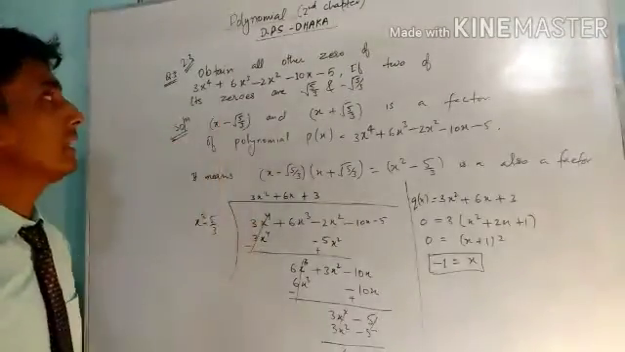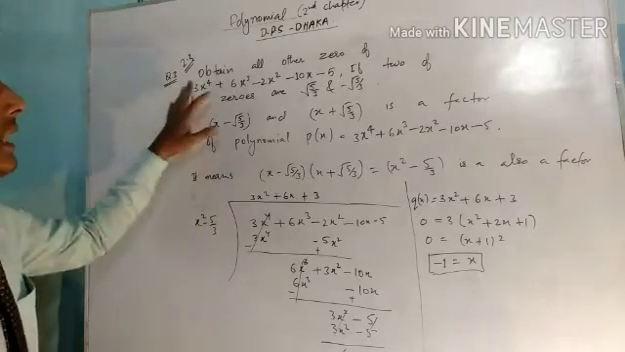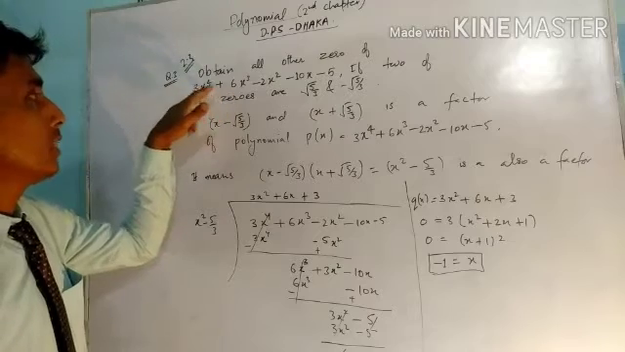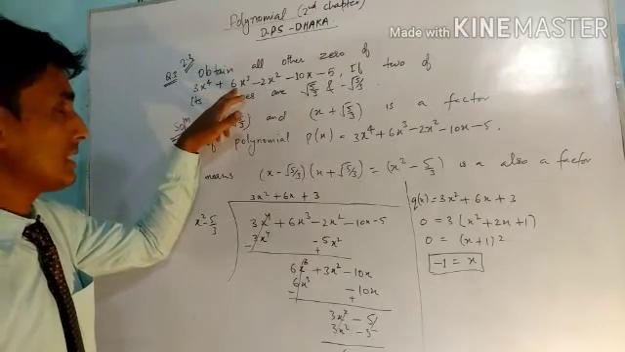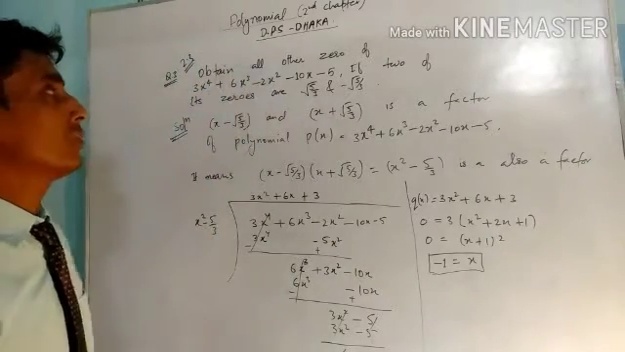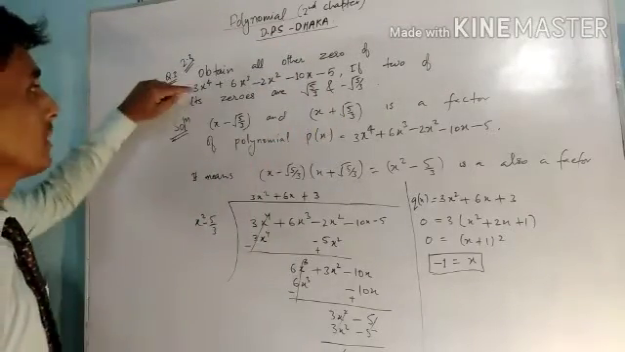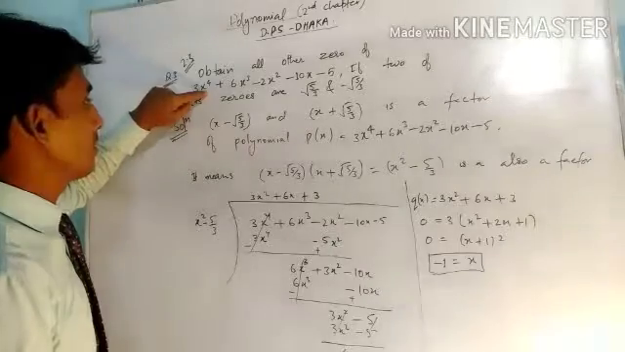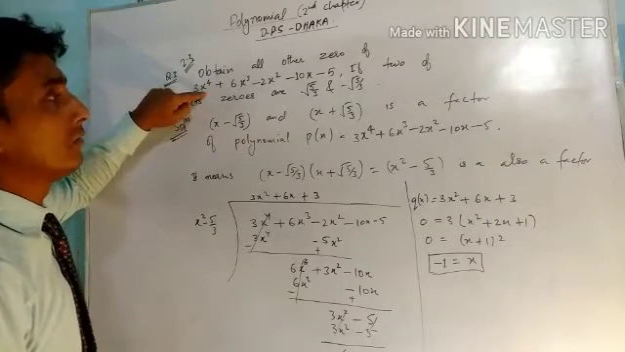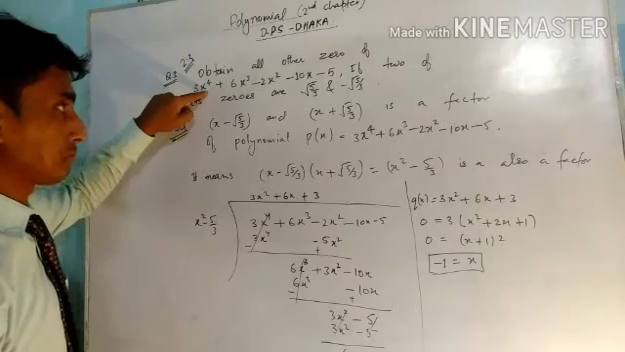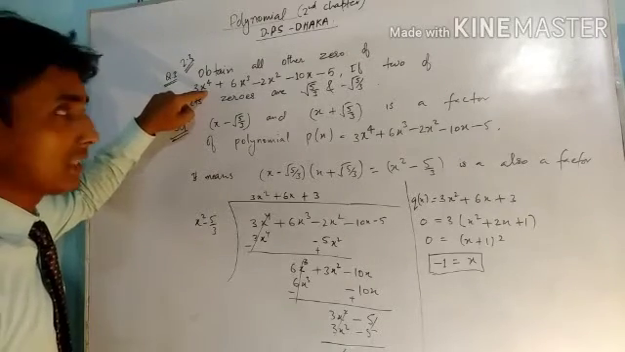So in question number 3, it is given that there are two roots of the polynomial 3x to the power 4 plus 6x to the power 3 minus 2x square minus 10x minus 5. This is a polynomial having maximum power 4, so the polynomial has degree 4. Therefore, it should have at least 4 roots, at least 4 zeros.